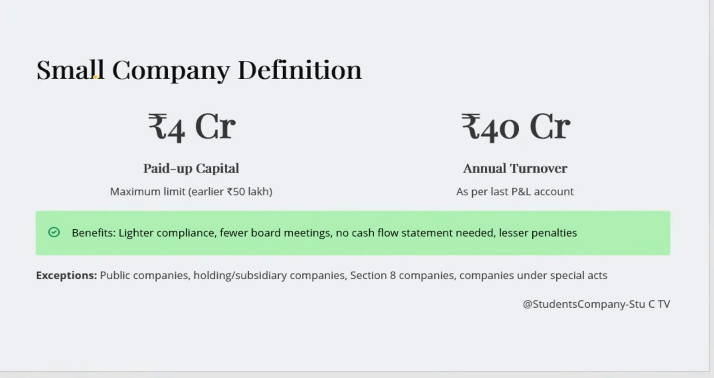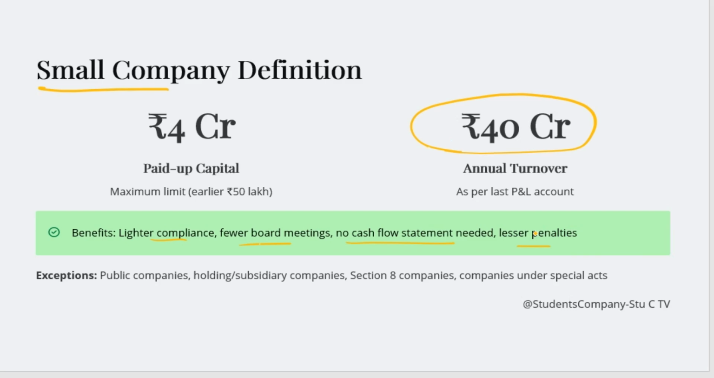Now we move on to the next topic, small company. A small company is one which has a maximum paid up capital of 4 crore. Earlier it was 50 lakh, then revised. And it should not have turnover of more than 40 crore. So this is the maximum limit fixed. These companies have lighter compliance, fewer board meeting requirements, a cash flow statement need not be prepared, and lesser penalties.